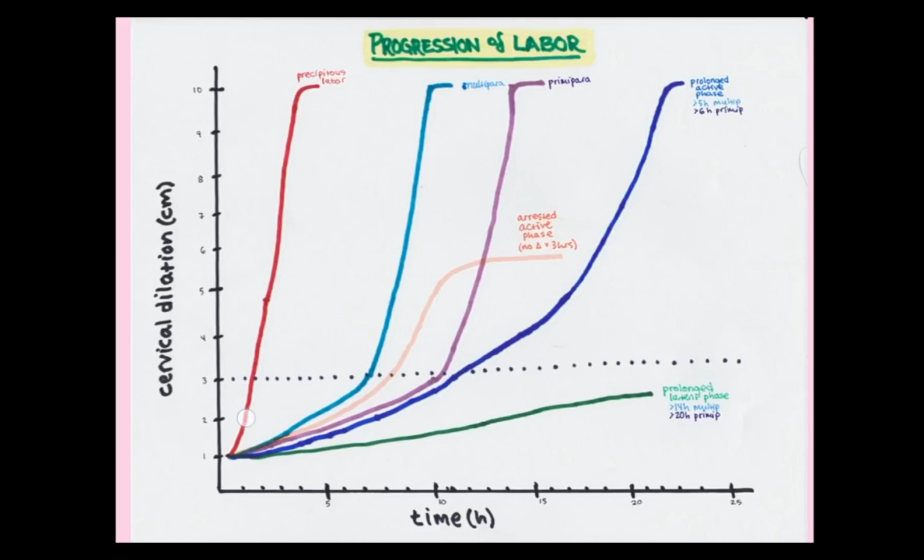Precipitous labor means it happened very quickly. Then is multipara. In multipara it will be faster. Then in primi it will be slower than the multi. Then arrested active phase means first it was progressing normally. Then it becomes flattened. Arrested active phase or secondary arrest. Then is prolonged active phase. Then is prolonged latent phase.